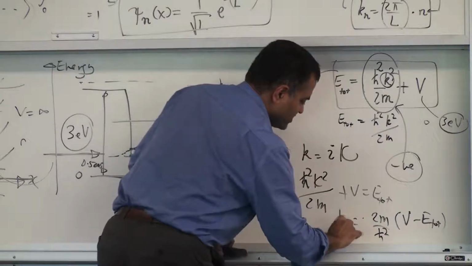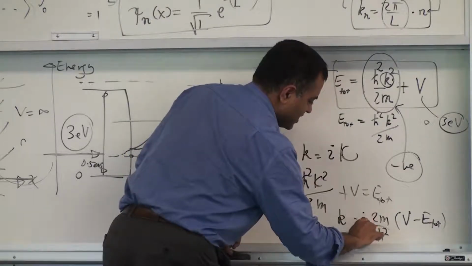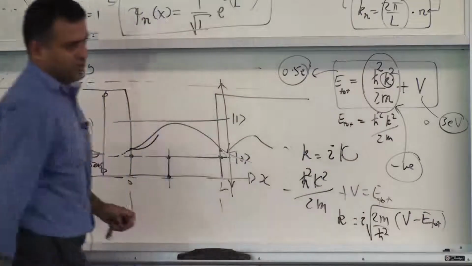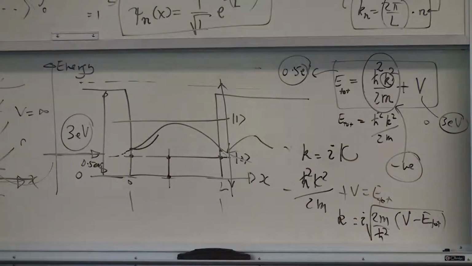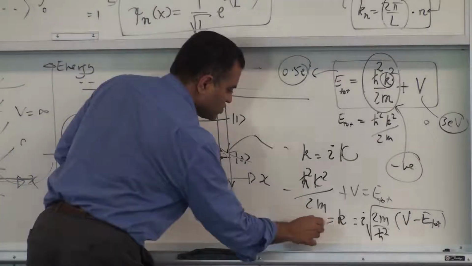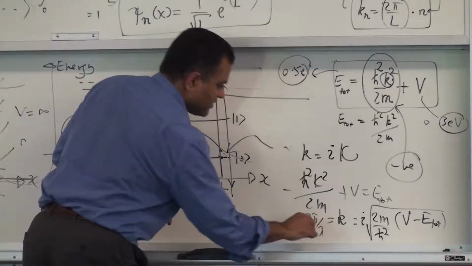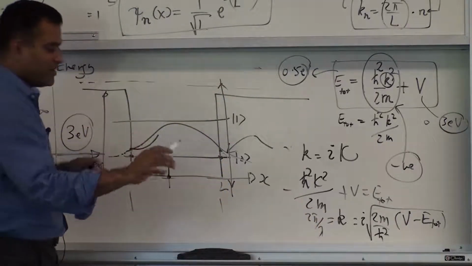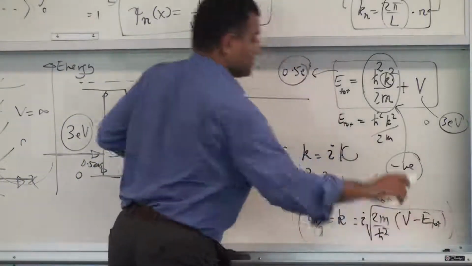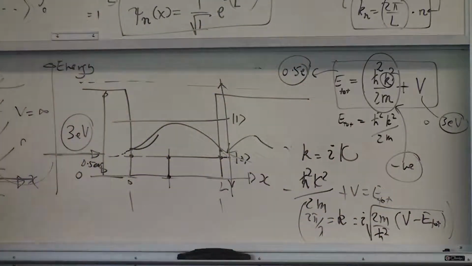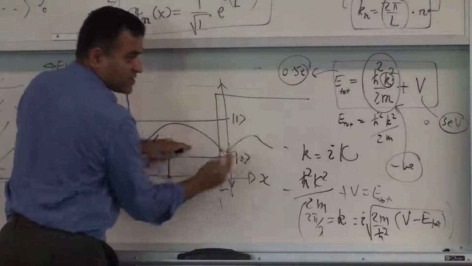Or let me write it in this way. Small k is i times the square root of this whole thing. And you can still write this as 2 pi over a certain wavelength. Obviously, the wavelength also becomes imaginary, if you want to think of it. This is nothing but an evanescent wave, just like light when it's incident on an air-glass interface.